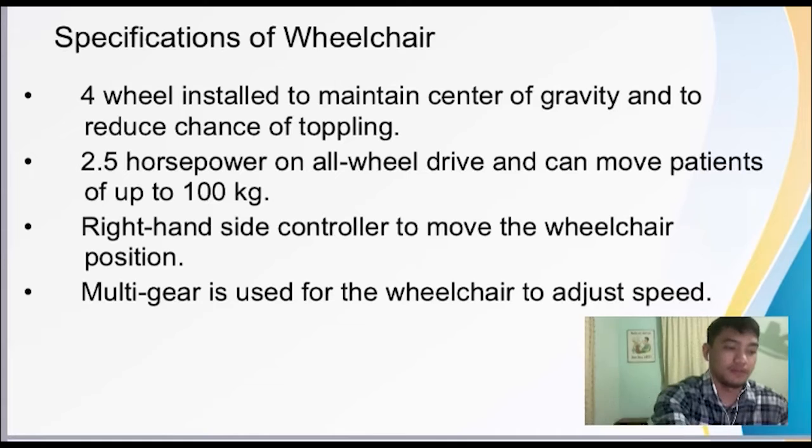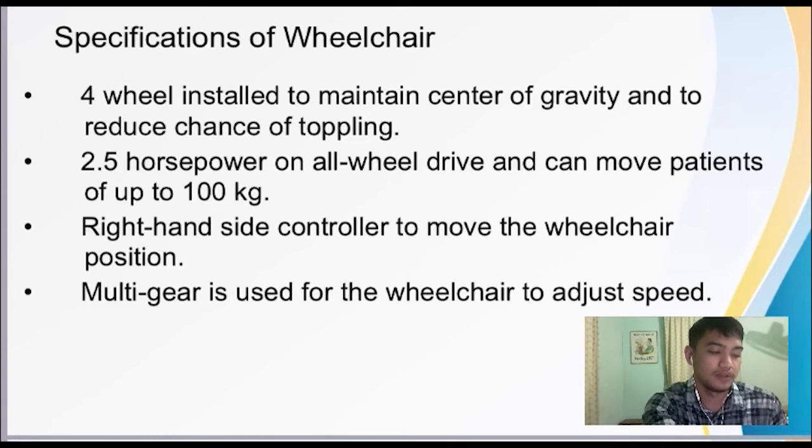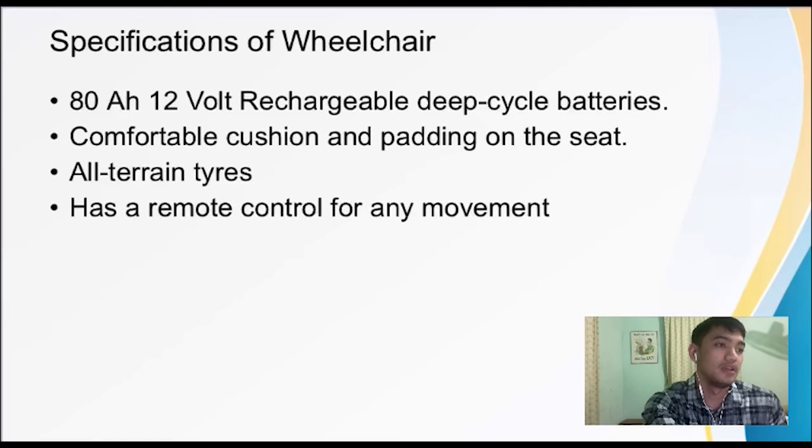And also, as you know, the wheelchair has the ability to move at any speed of up to 5 meters per second. So, next slide. The wheelchair is powered with 80 ampere hour 12 volt rechargeable deep cycle batteries.